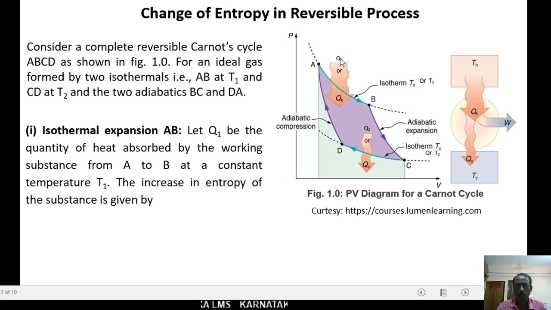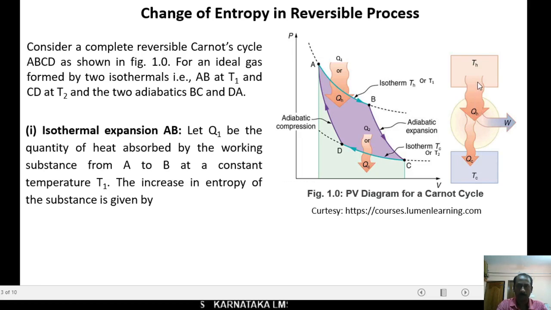Let Q1 be the quantity of heat absorbed by the working substance from A to B, at constant temperature T1. For this one, you just refer this diagram for sake of convenience. Here this is Carnot heat engine. TH or T1 is the temperature of the source. Here TC or T2, which is the temperature of the sink. This is the engine. This is work done by the engine.